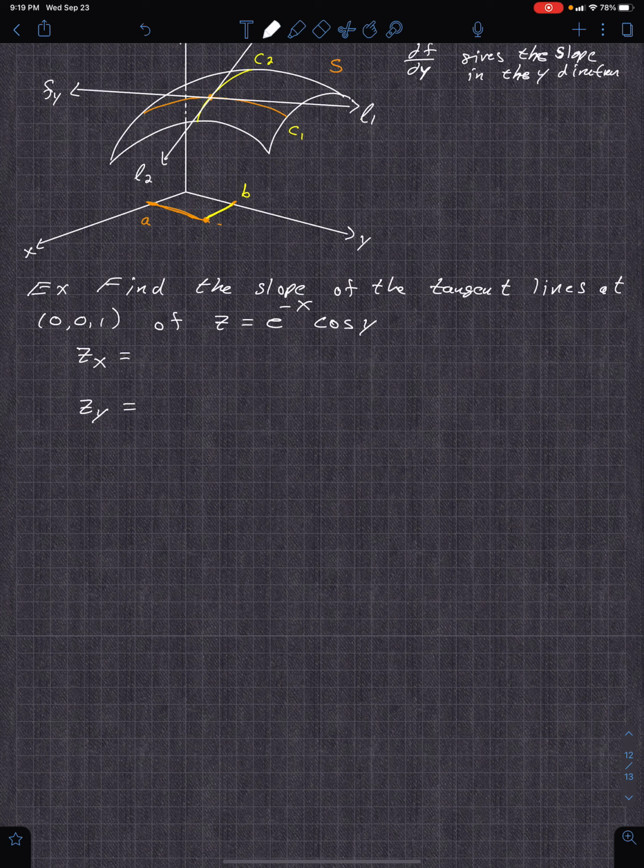All right, so z x, you're taking the derivative of e to the negative x, and cosine y is constant. So it's just negative e to the negative x cosine y. And then let's evaluate using the evaluation bar at (0, 0, 1). And really you just put in x, y, you put in 0, 0. So that's going to be negative 1. Now let's do the partial z with respect to y. And it's negative.